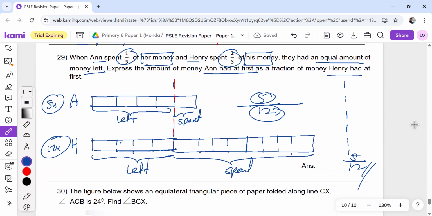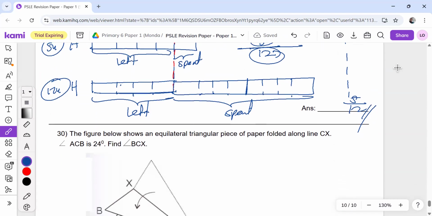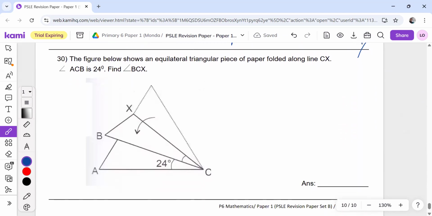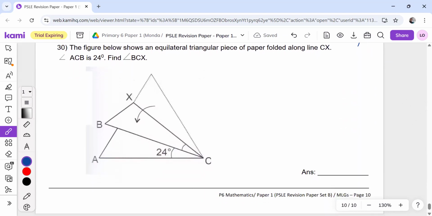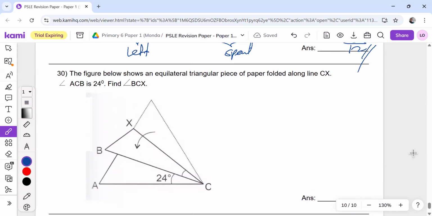Okay, let's go to the last one already. Question 30. Oh, today is a bit early. We managed to finish. I think not many hard questions, only a few hard questions. Okay, so let's look at the last one. Question 30. Gerald, where's your head? Miss Song can't see your head. Your head is gone. Okay, last one.